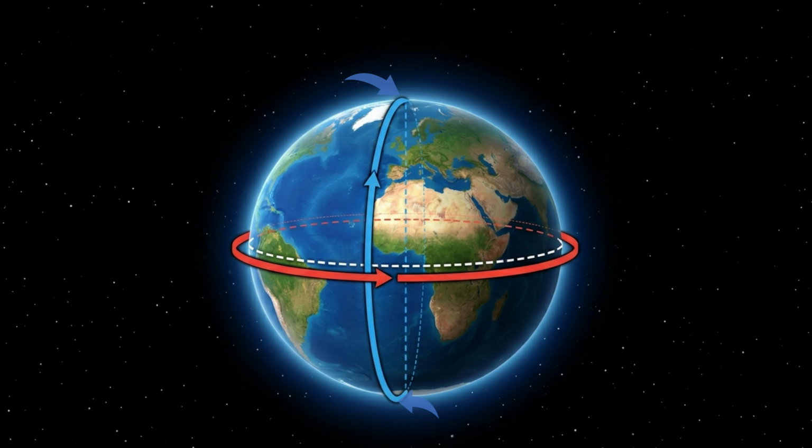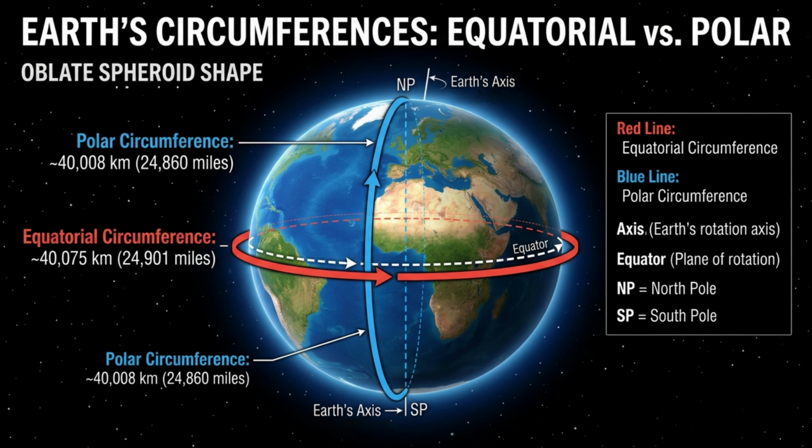Now, polar circumference. Imagine drawing a giant circle around Earth that goes through both poles. The distance around that circle is about 40,008 kilometers. Polar circumference is the distance all the way around Earth, passing through the North Pole and the South Pole. The polar circumference is the distance around Earth through the North Pole and South Pole, and it measures about 40,008 kilometers.